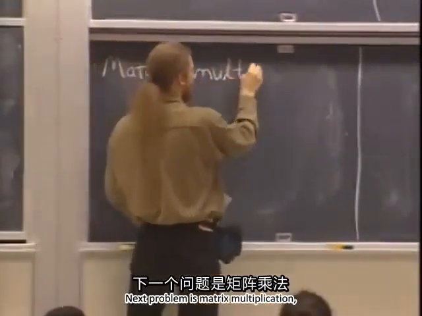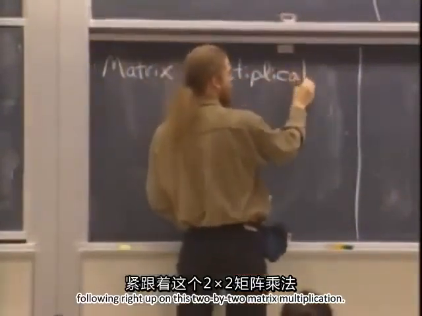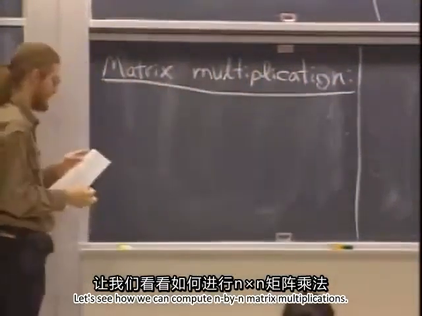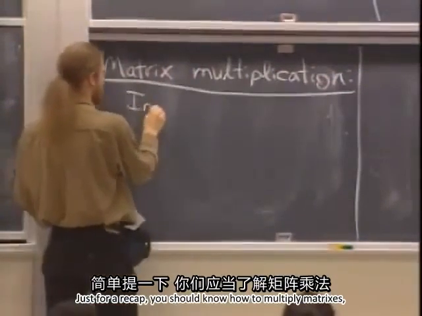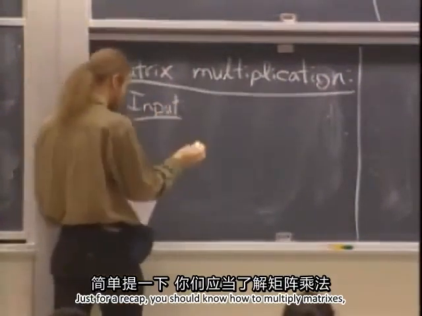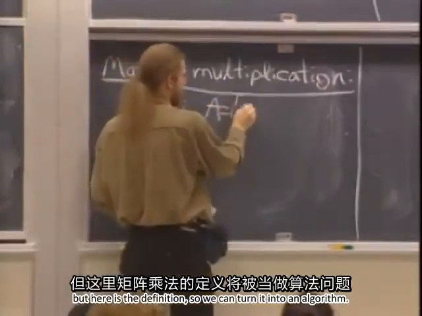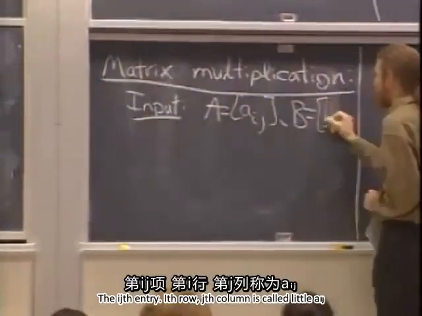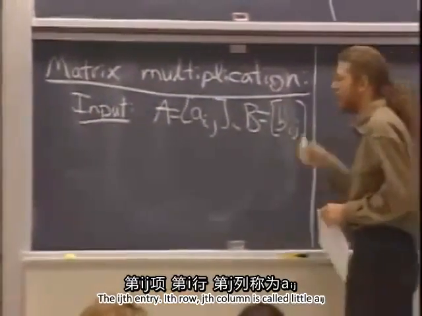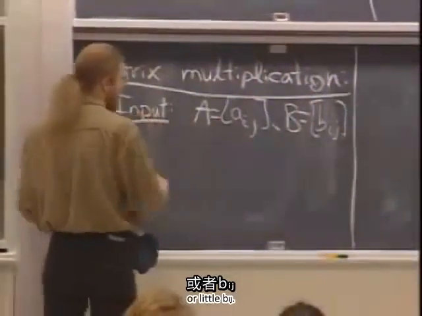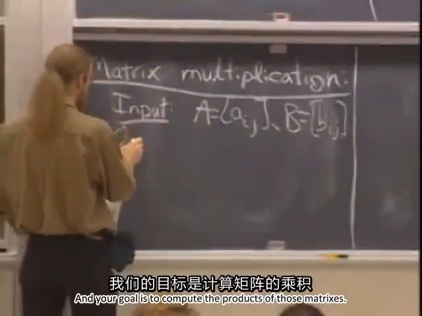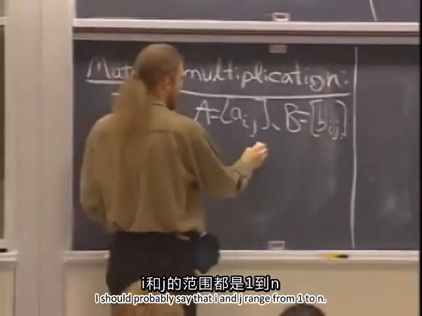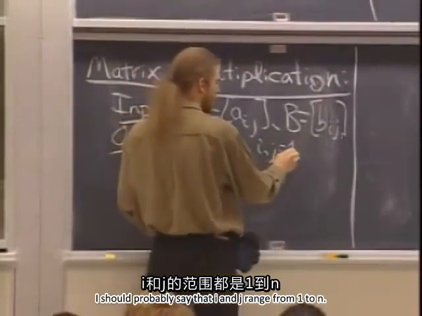Next problem is matrix multiplication. Following right up on this 2 by 2 matrix multiplication, let's see how we can compute n by n matrix multiplications. Just for a recap, you should know how to multiply matrices, but here's the definition so we can turn it into an algorithm. You have two matrices A and B, which are capital letters. The ijth entry, ith row, jth column is called little a_ij or little b_ij. And your goal is to compute the product of those matrices. I should probably say that i and j range from 1 to n.